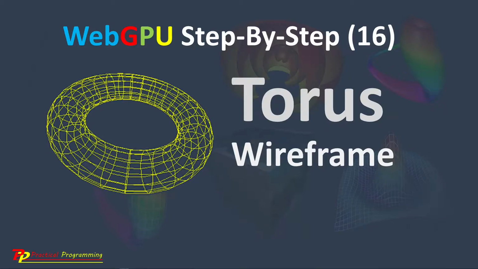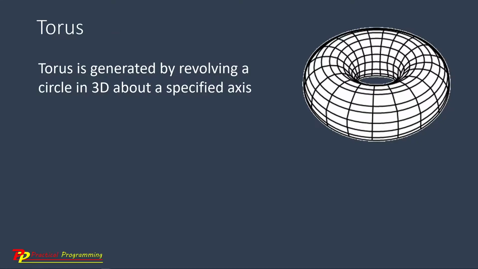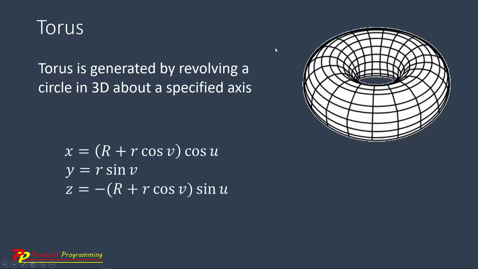The main purpose of this example is to illustrate how to construct the vertex positions for 3D objects using parametric equations. The torus can be generated by rotating a circle in 3D space about a specified axis, as shown here. It can be described by a set of parametric equations like here, x, y, and z.